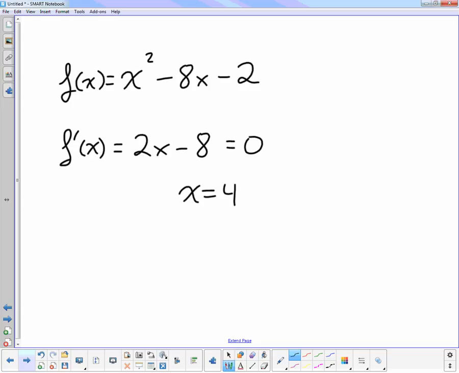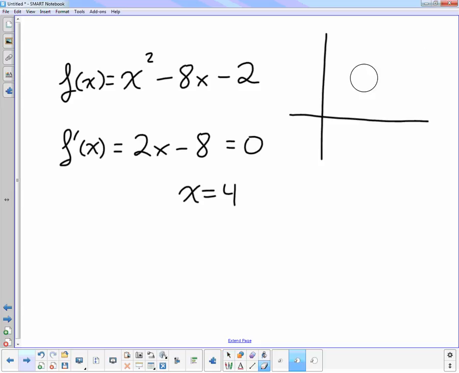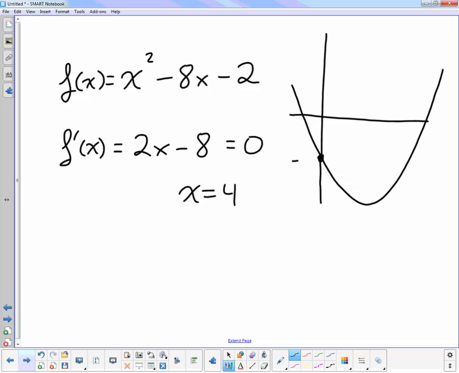Okay, great. Now, to find the actual point that I'm talking about, by the way, this parabola looks like this. In fact, actually, I lied. It doesn't look like that at all. It looks like this. I know its y-intercept is -2. So at 4 is my x-coordinate of my minima.